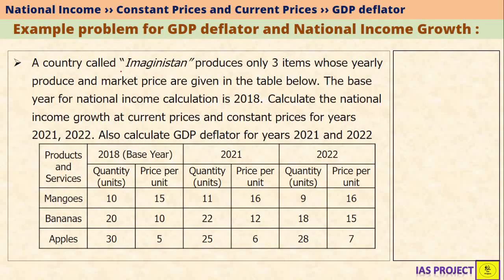In this example, there is a country called as Imaginistan, which produces only 3 items and whose produce price as well as market price are given in the table. The base year is given as 2018. And now we have to calculate what is the national income growth at constant prices and current prices for 2 years, that is 2021 and 2022. Also, we need to calculate what is the GDP deflator for years 2021 and 2022.